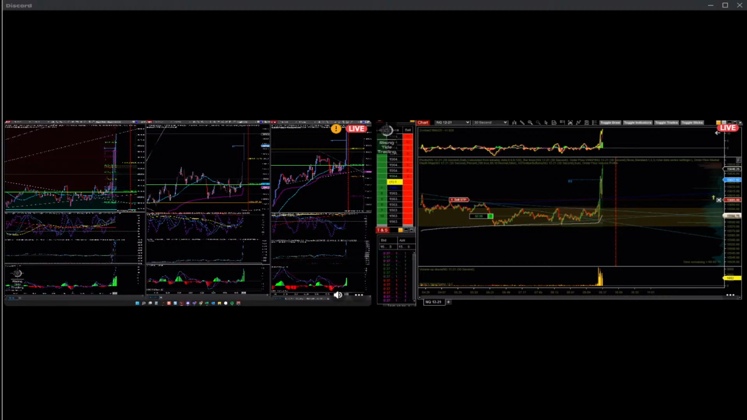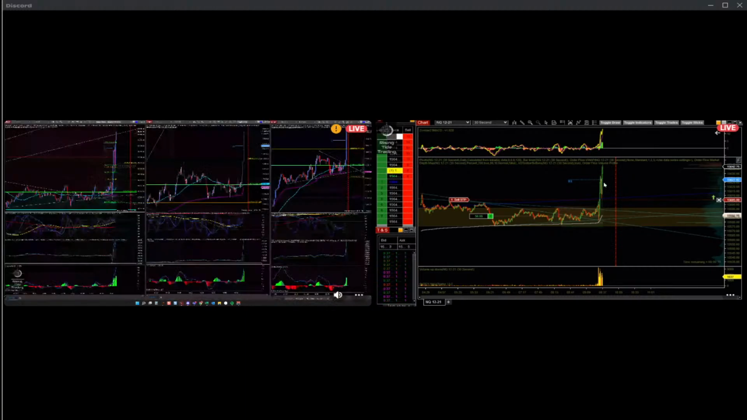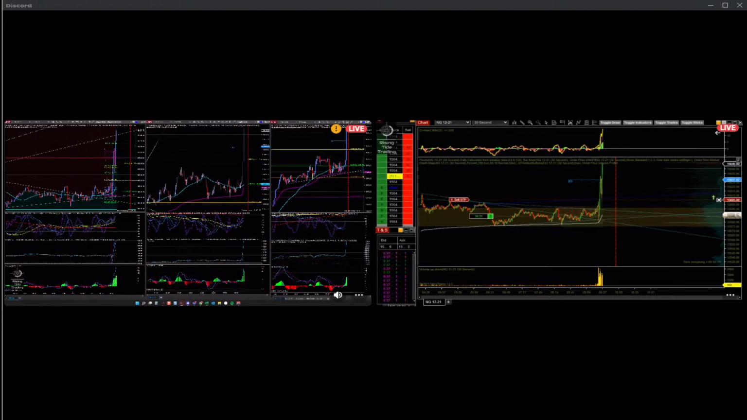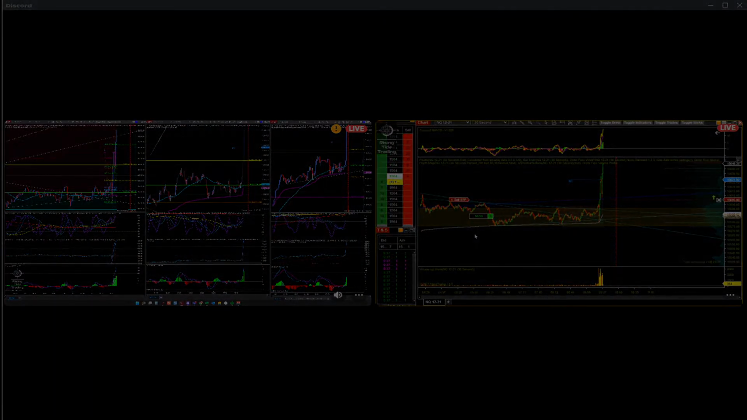I'm moving my stop to R1. I'm moving my other account's stop right here, guys, right under the R1. And this is a nice grind up. Crap, I missed it.